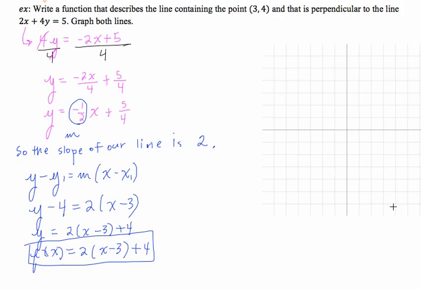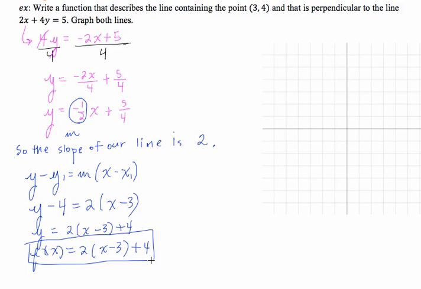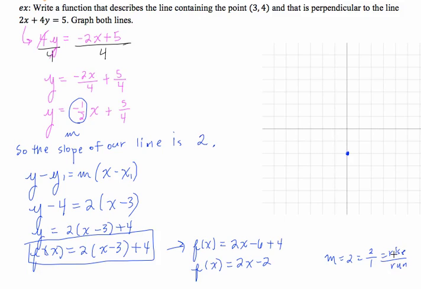Now in this form it's a little difficult to draw because we can't read off any information about it until we put it in slope-intercept form. So the only reason I'm going to expand this 2 out is for graphing purposes. So for graphing purposes, this is the same as f(x) = 2x - 6 + 4. Combining like terms, that gives us 2x - 2. So let's graph f(x) = 2x - 2. It has a y-intercept of -2 and a slope of positive 2, which is 2 over 1, rise over run. So I'm going to go up 2, right 1 to get to the next point, and just draw in several points like that. Okay, so there's our line.